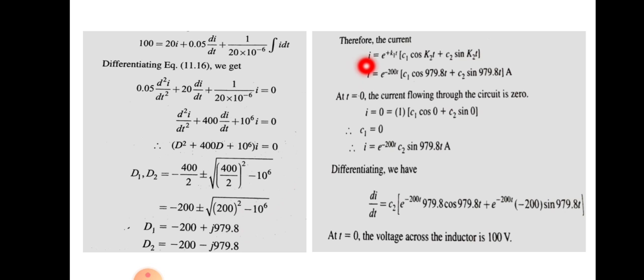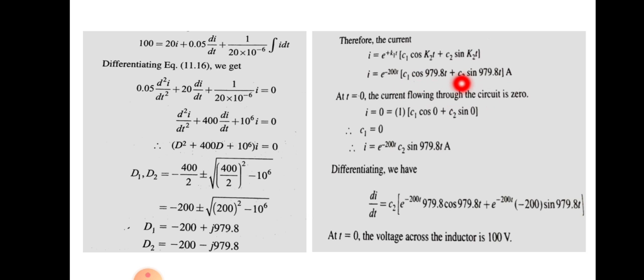So the solution will be in the form, as we have discussed in the second case, that is I will be equal to e raised to k1t into c1 cos k2t plus c2 sin k2t. You should remember this equation by heart, and this solution is for the case of complex conjugate roots. So we can substitute for k1 and k2. k1 is minus 200 and k2 is 979.8. You will get an equation like this. In this, c1 and c2 are unknown, so we have to find out their values.